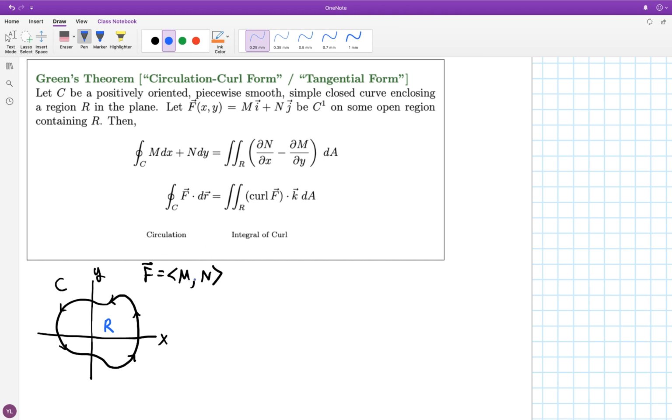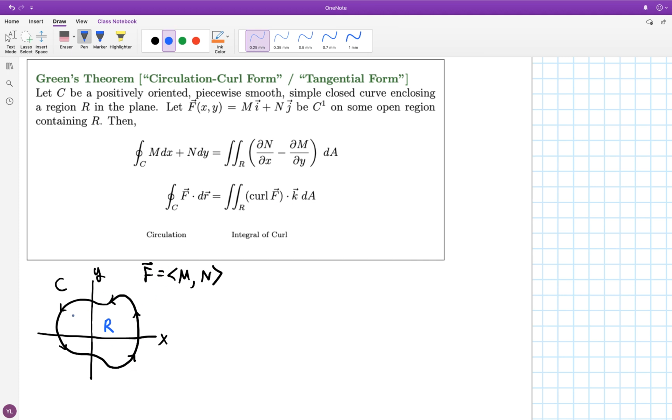And what Green's theorem says is if you compute the circulation of the vector field along the curve, so it's sort of like capturing the components of F that run tangent to C all the way around, then that gives you the same answer as computing the curl of the vector field across the entire region.